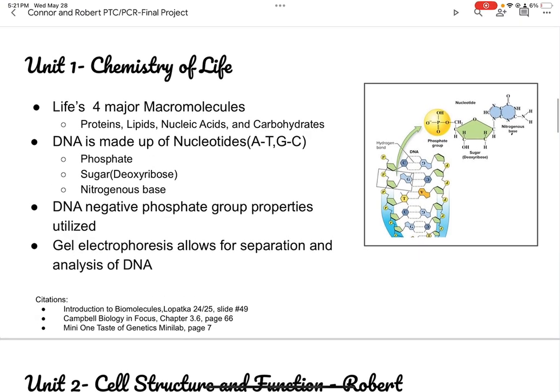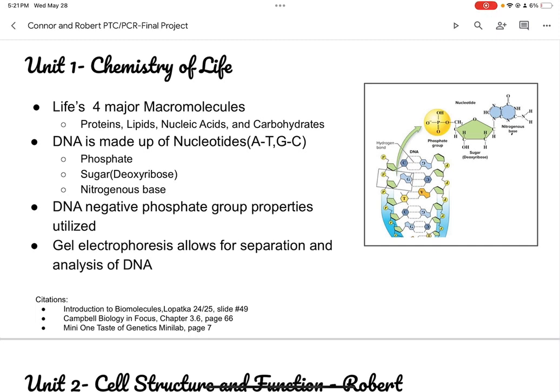To begin, Unit 1, Chemistry of Life. Life is built on 4 major macromolecules: proteins, lipids, nucleic acids, and carbohydrates. DNA, our focus today, is a nucleic acid composed of nucleotides, each containing a phosphate group, deoxyribose, and nitrogen base. The bases pair specifically through hydrogen bonding, where A binds with T, forming 2 hydrogen bonds, and G binds with C, forming 3 hydrogen bonds. This complementary base pairing is crucial for DNA's double helix structure and replication.